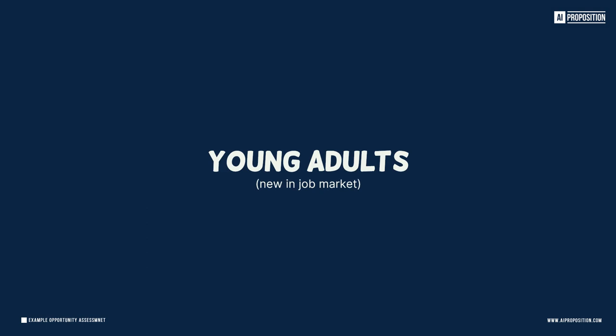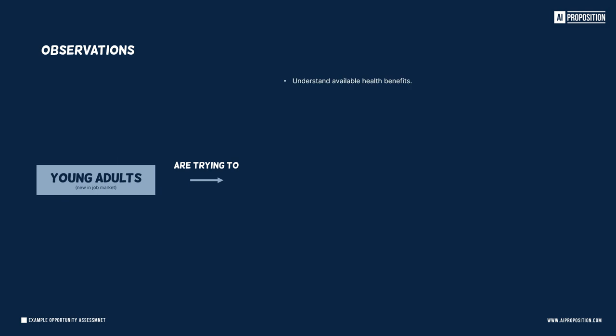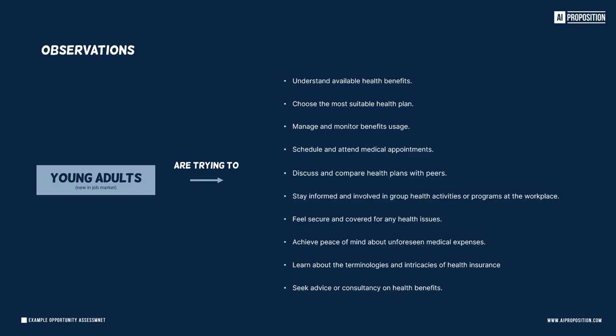So what does this look like? What does an AI assessment report look like? What information do you get? We make observations with regards to the persona, young adults, and we look at what they're trying to get done. So they're trying to understand health benefits, choose the most suitable health plan, manage benefits usage, compare health plans with their peers, achieve peace of mind, and lots of other things.